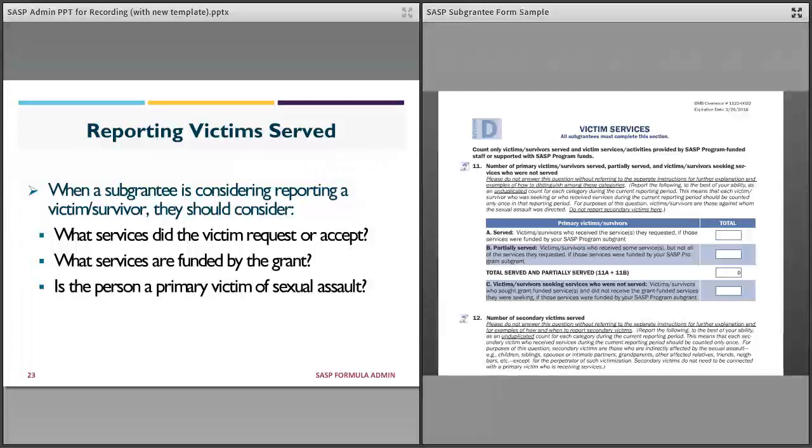When your subgrantees are considering what to report in this section, they should consider what services the victims and survivors request or accept, what services are funded by their grant, and if the victim or survivor is a primary victim of sexual assault.